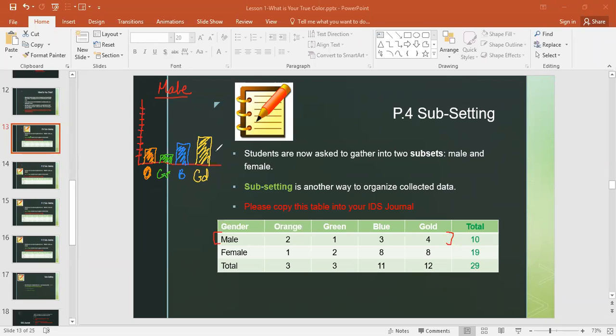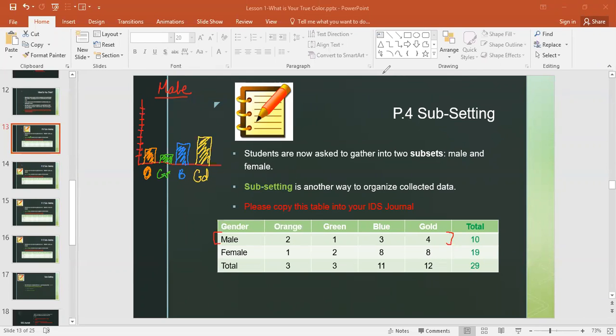Okay, so there's my male bar graph right there. And we can see visually now how the colors were dispersed. We can visually see which color we had more of in the males. We can see a lot of different things there.